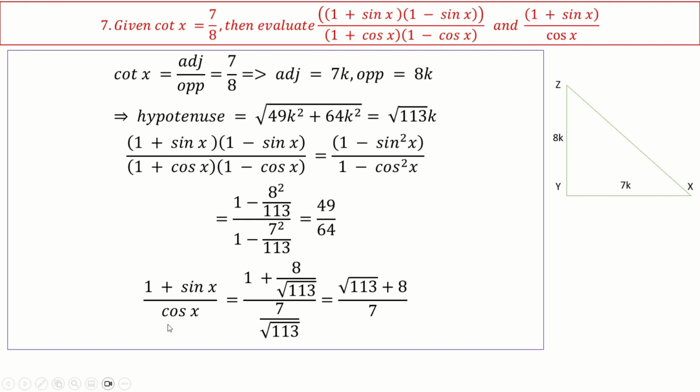The other one is 1 plus sin x by cos x, which is 1 plus 8 by square root of 113 divided by 7 by square root of 113, which is 8 plus square root of 113 by 7. If they are asking up to some decimal points, you can simplify it and solve it. Next.